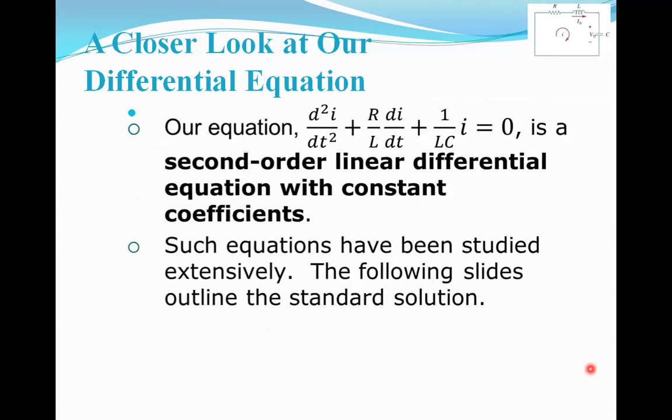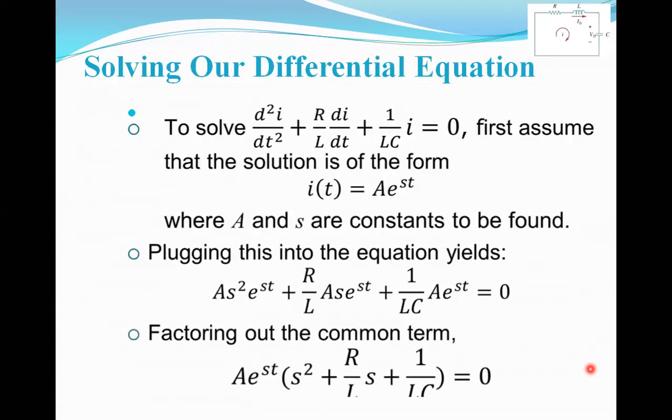So here you got it, this is equal to 0, a second order linear differential equation with a constant coefficient. So once we get the constant coefficient value, we can have the value of I as well as the value of Q in the circuit. To solve this d square I by dt square plus R by L dI by dt plus 1 by LC into I is equal to 0, first assume that the solution is of the form I is equal to A into e to the power of st.